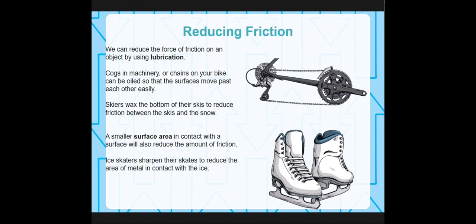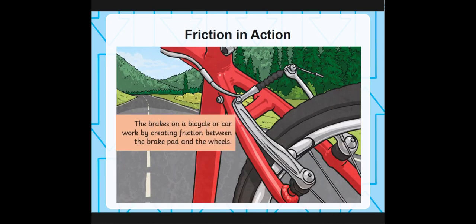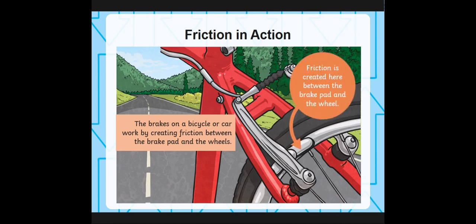Here these ice skaters, when we need to decrease the friction, we decrease the surface area that is contacting the ground. Okay, but friction is really useful. Sometimes we need to decrease the friction, but really without the friction our life will be a mess. How can we stop a bicycle without friction?